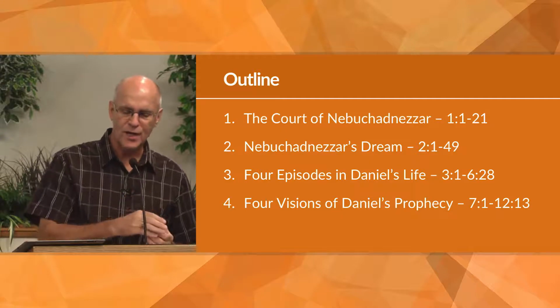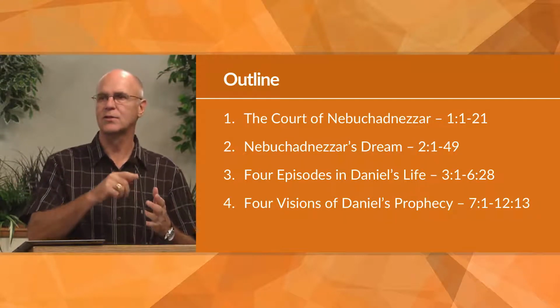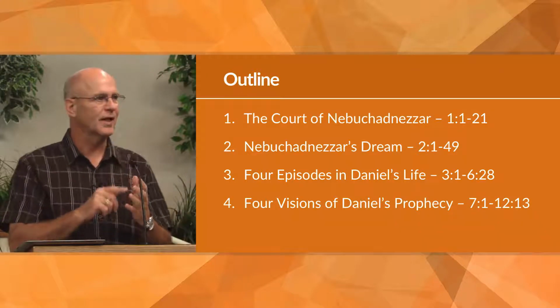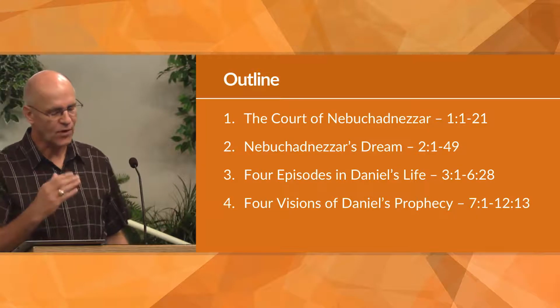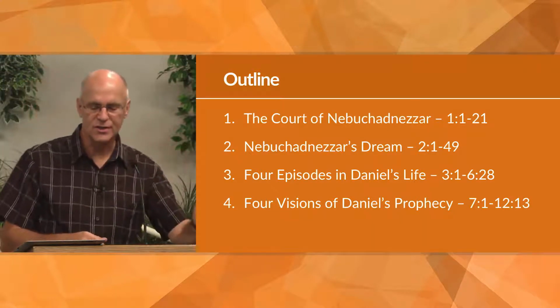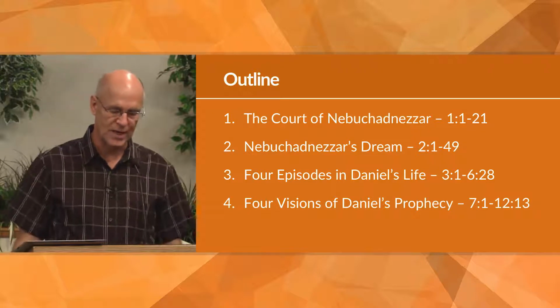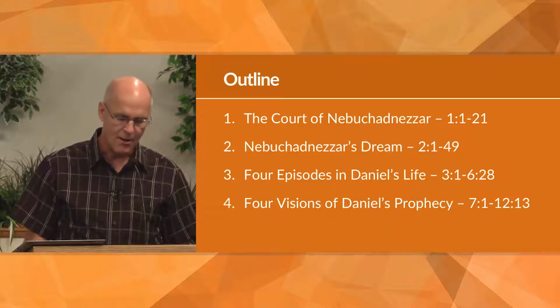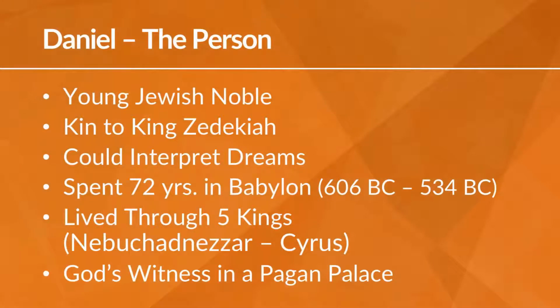Then chapter 3 to chapter 6, we have 4 episodes in Daniel's life. Okay? 4 things that happened to him that he describes. And then part 4, 4 visions of Daniel's prophecy, chapter 7, verses 1 to 28. All right, well, let's talk about Daniel the person, shall we?